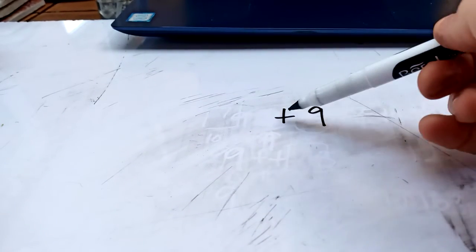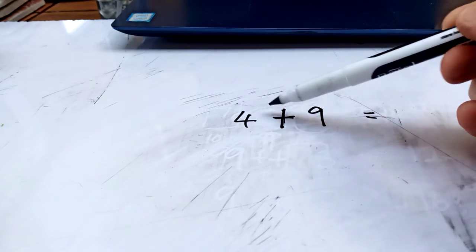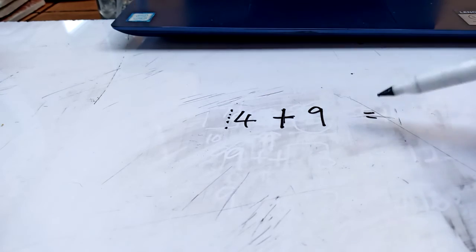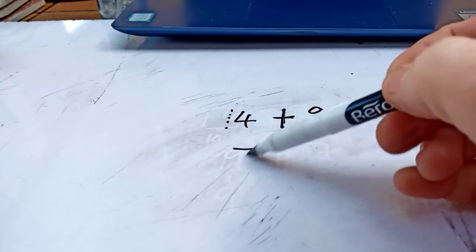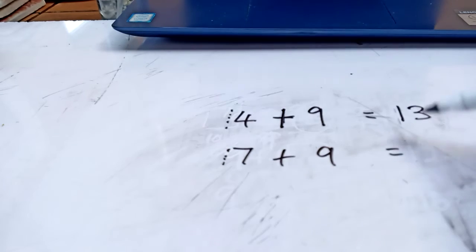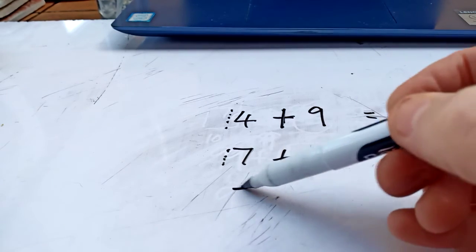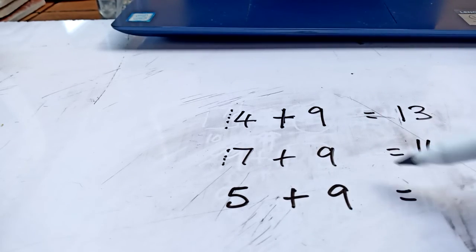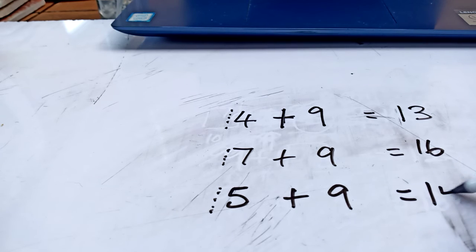Okay. This time I'm going to put the 9 here. I'm going to say we'll go for 4 add 9. Ready? Add the 10, so it becomes 14. Take away 1, becomes 13. Let's go this time 7 add 9. Add 10, so it would become 17. Take away 1 becomes 16. We'll do one more. 5 add 9. Well, 5 add 10 would be 15. Take away 1, which would be 14.